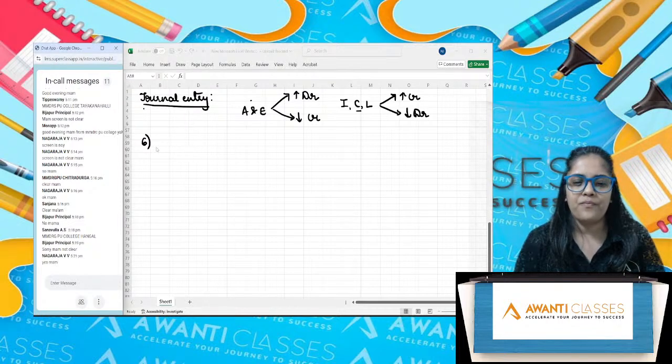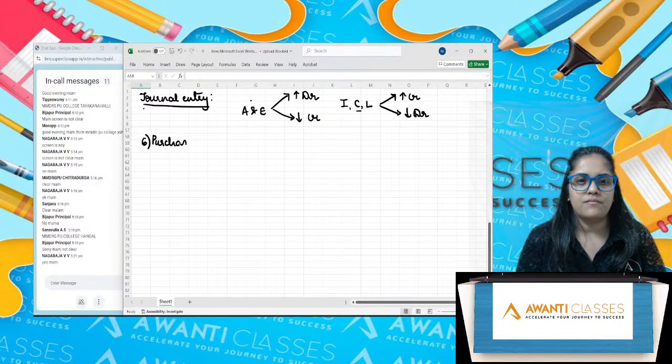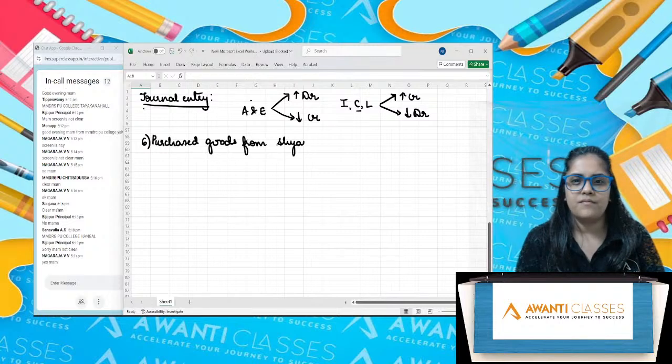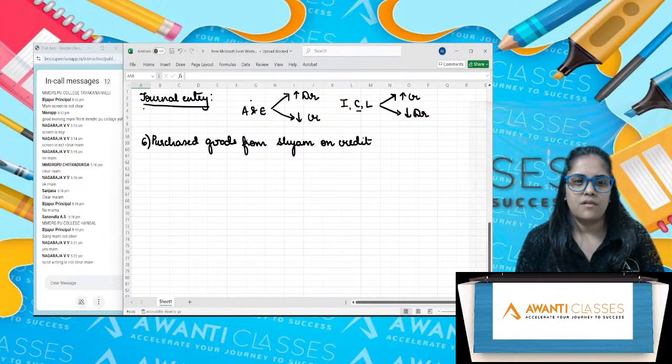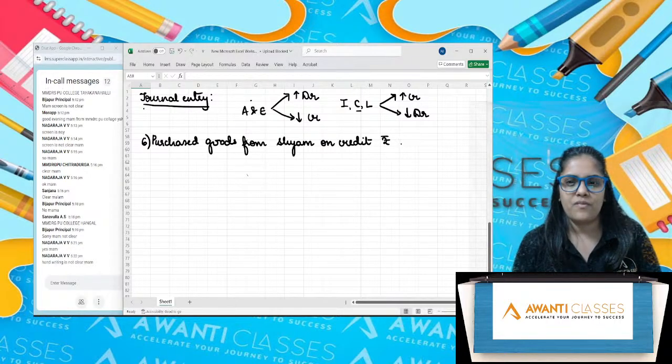Okay, I'm continuing. Next one: purchased goods from Shyam on credit, rupees 2,25,000.